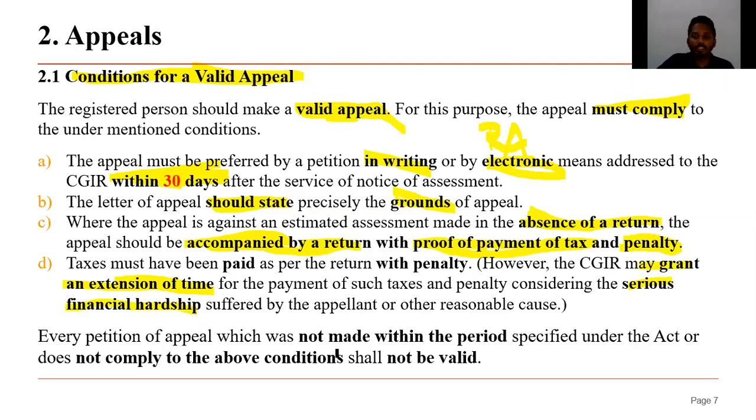Any other reasonable cause. Then every petition of appeal that was not made within the period specified, that means the 30 days, or not complied with the above conditions, that means these are the conditions, not complied, then it will not be accepted as a valid appeal.